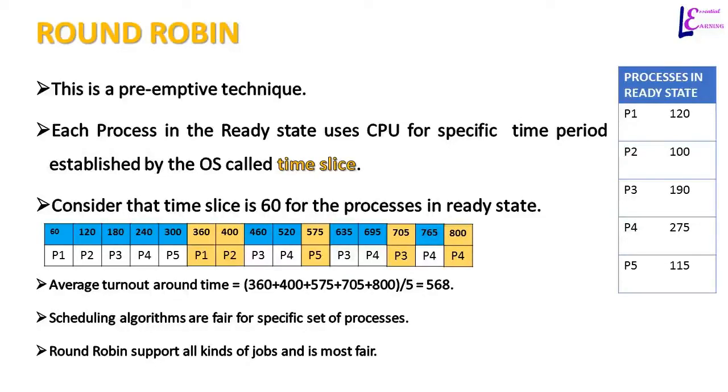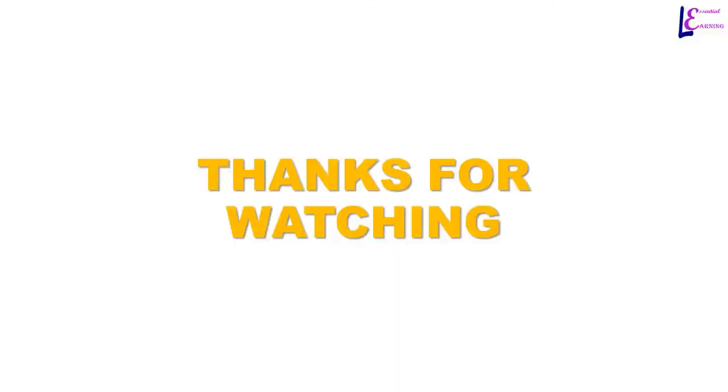Average turnaround time for this technique is 568, which is more than the first two techniques. But this does not mean that round robin is not a fair algorithm. In fact, fairness of scheduling algorithms depends on the specific type of processes. Round robin supports all kinds of processes or jobs and is considered most fair.